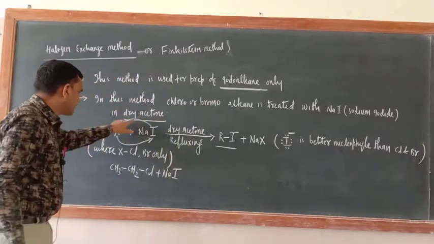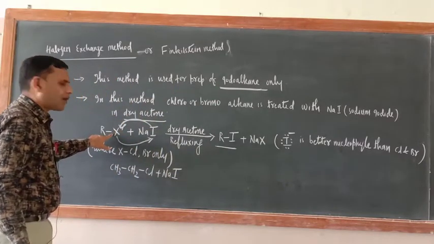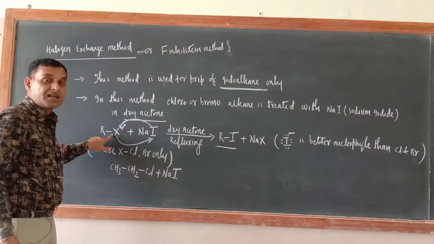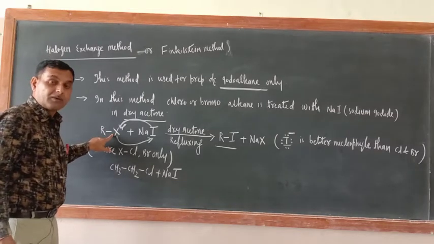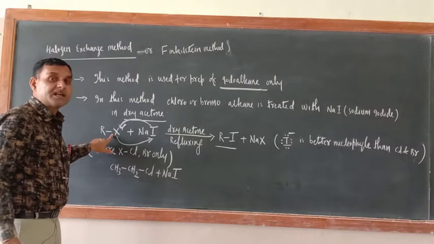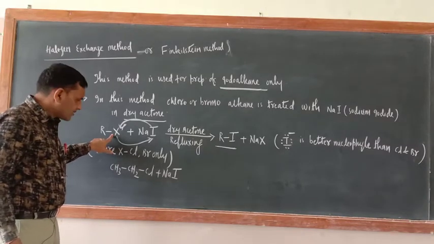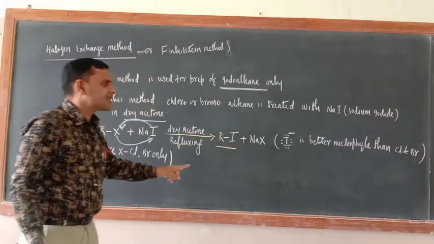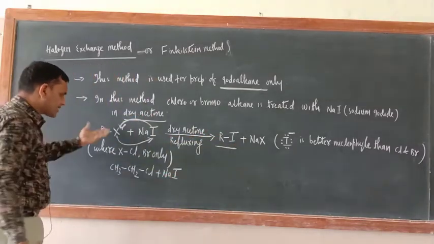That is why it is ready to make a bond here. Nucleophile and electrophile, you know. Nucleophile means rich in electrons. Electrophile means electron deficient species. So I is a better nucleophile than Cl and Br. Now just see, this is the general reaction.